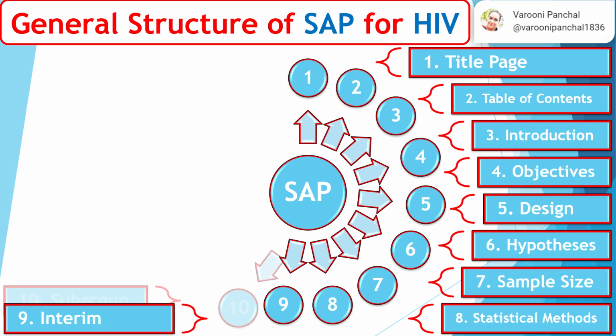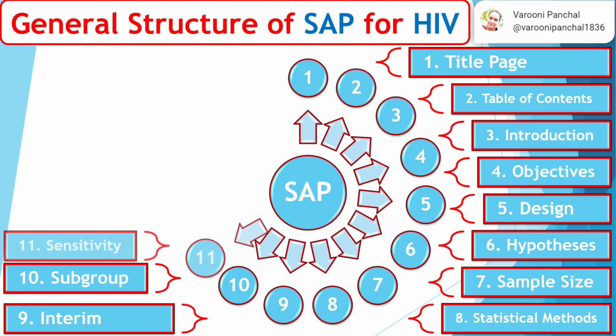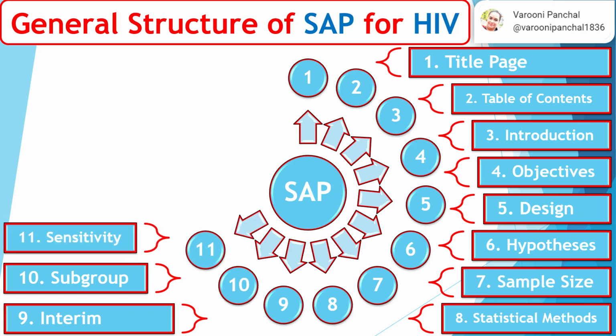Number 10. Subgroup analysis. Analyses by subgroups such as baseline viral load less than 100,000 copies per milliliter versus greater than 100,000 copies per milliliter, sex, and age group. Number 11. Sensitivity analysis. Sensitivity analyses to evaluate the robustness of the primary results, e.g., different methods for handling missing data, alternative model specifications.